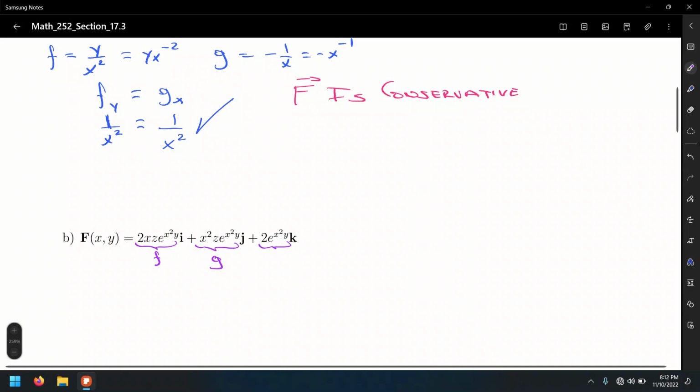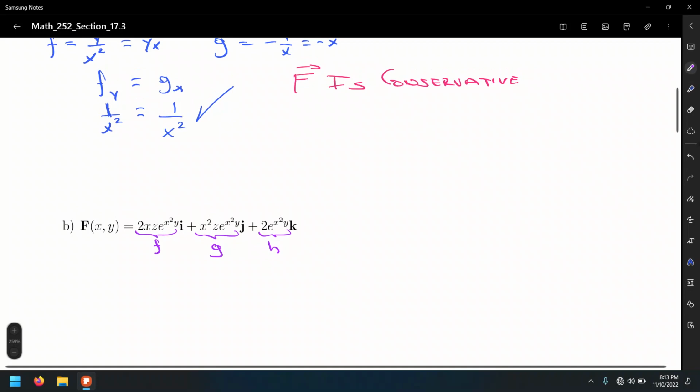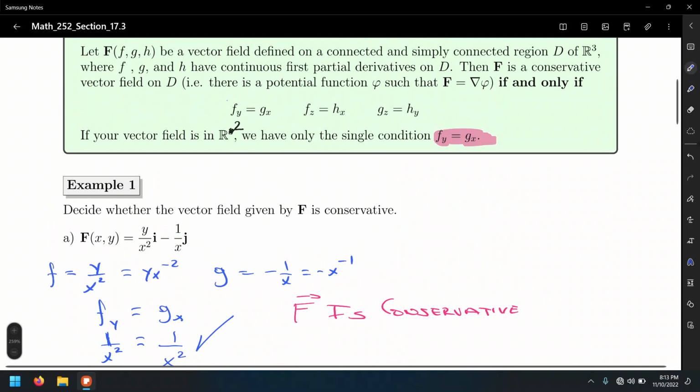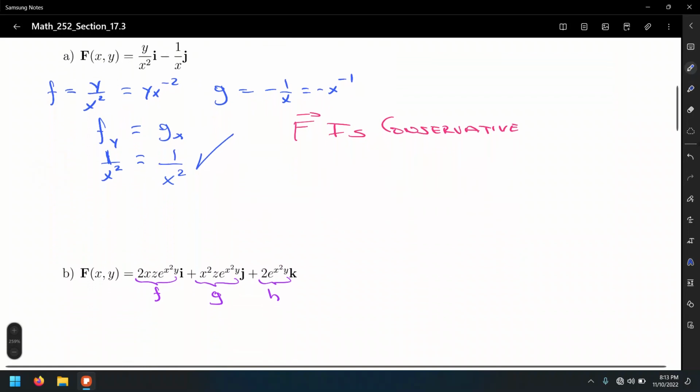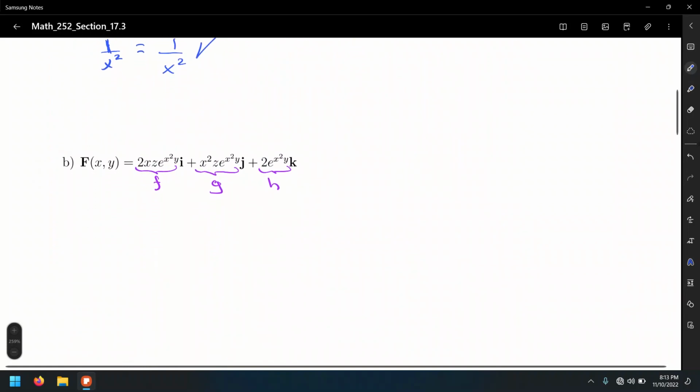By the way, if you look for additional resources regarding this topic online or in other textbooks, instead of f, g, and h, they use M, N, and P. Just so you don't freak out like, hey, what's this? No, it's the same, all right? So the number 1 condition that we want to test is this one: the partial of f with respect to y should be equal to the partial of g with respect to x. So let's see if that is true.